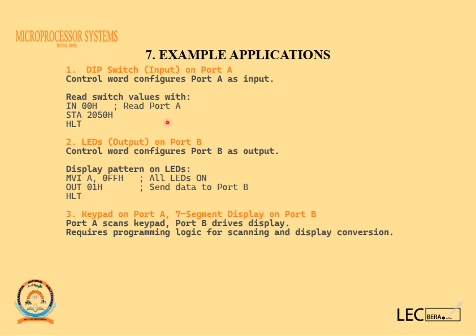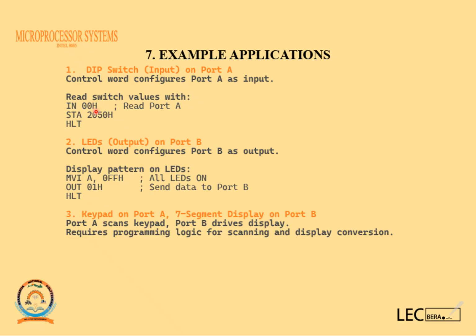So first of all, we are going to read switch values with this instruction: IN 00H. IN is going to read data from this address. This address is for the register which is connected to what? Port A. So if I'm reading anything in this address, I'm going to read it from port A. And then I'm going to store that result to memory location 2050H, and then I'm going to stop the program.